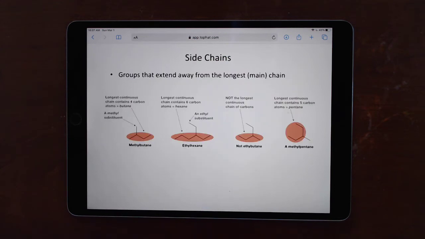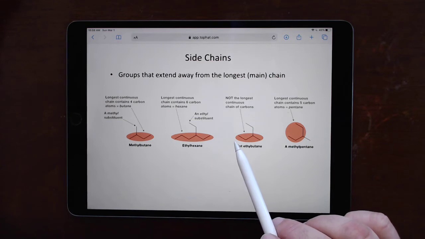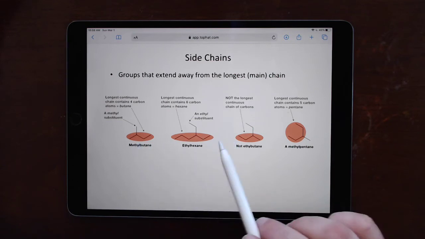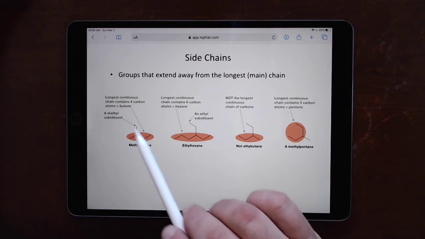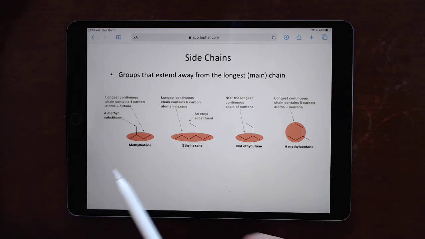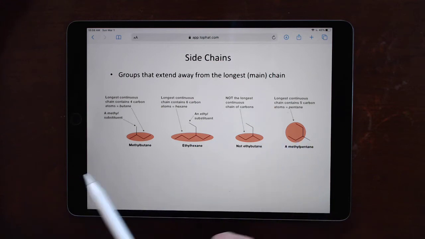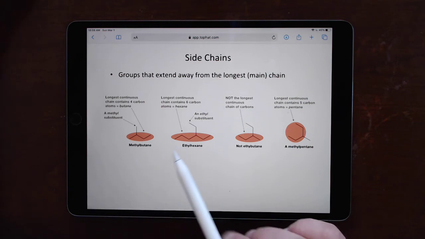So the first thing we're going to have to do when we're naming these is name the longest continuous chain of carbons. Typically it's going to be the horizontal chain, but it does not have to be. You can go up the side chains, but you need to be able to go from one side to the other without going backwards or double counting. You can only count things once.